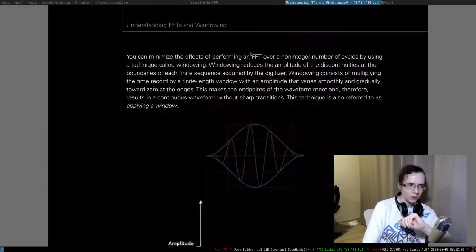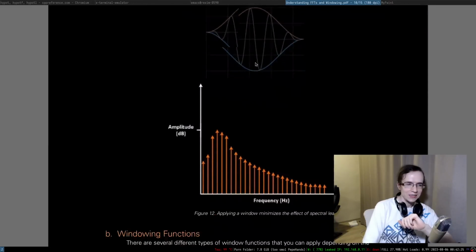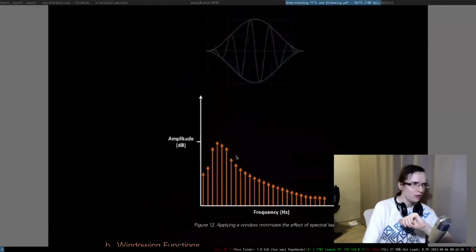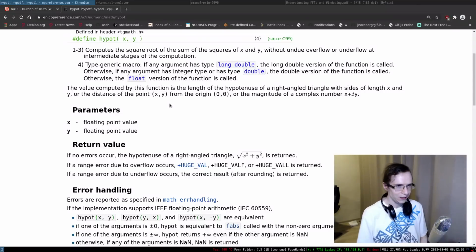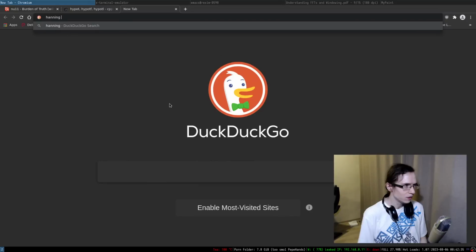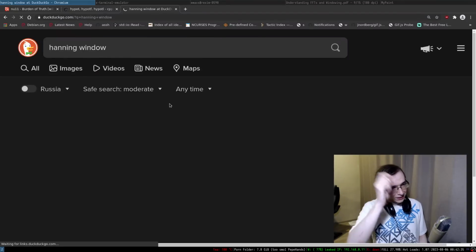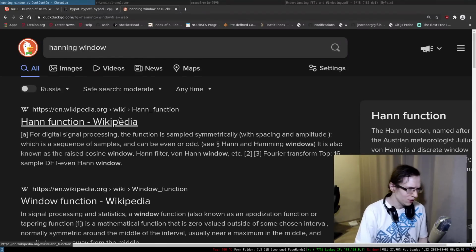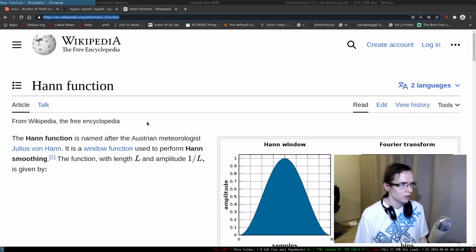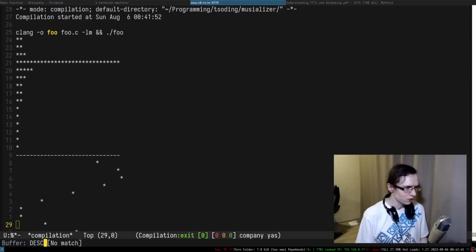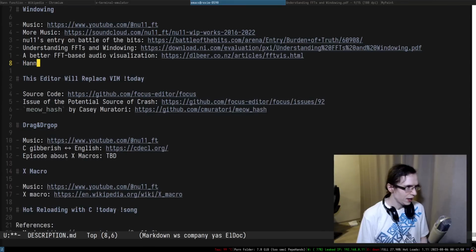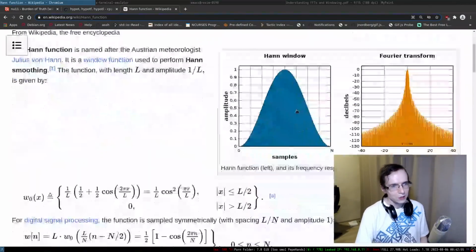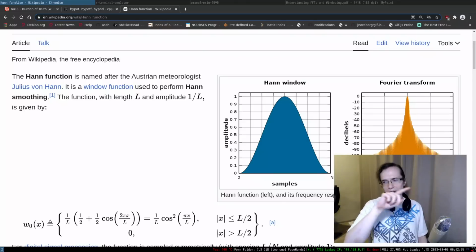So the windowing function looks like this. One of the common, favorite windowing functions is the Hanning window, and it's basically like a cosine bell. Sometimes it's called the Hann function. So I'm going to put this thing in the description. I don't think I have that in the description, so let me actually put that in the description. Right, so this is a Hann function, and it looks like a cosine bell.